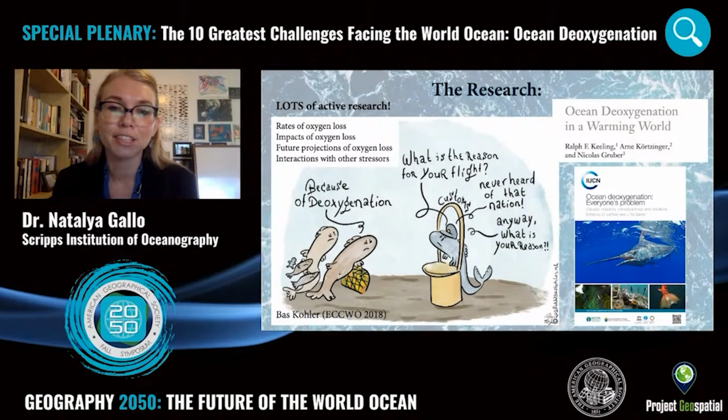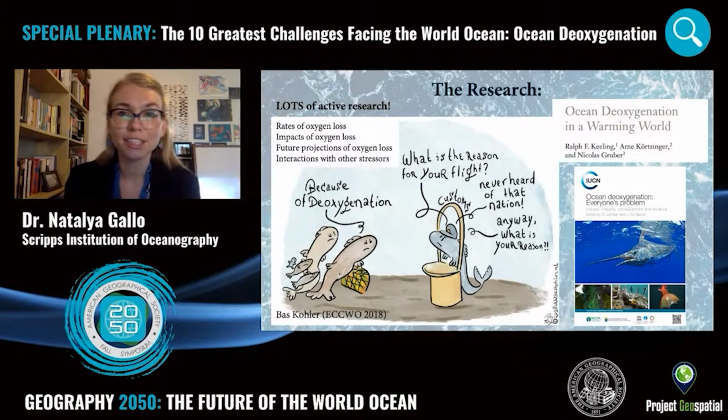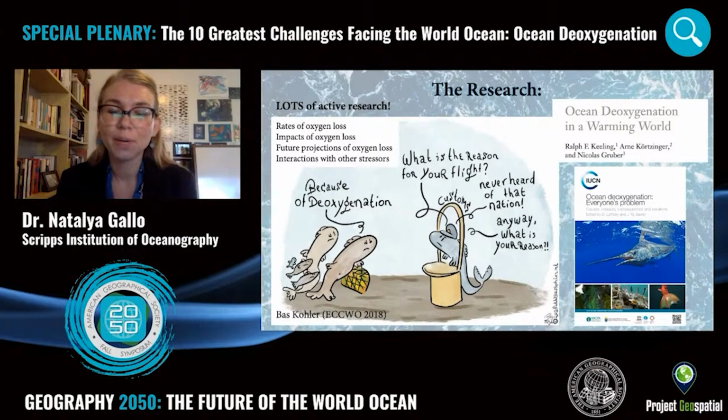Just last year, the International Union for Conservation of Nature published a giant report bringing together the state of the science on ocean deoxygenation. Ocean deoxygenation is now a very active area of research, and scientists all around the world are working to understand how much oxygen loss has already occurred, what the ecosystem impacts of oxygen loss are, how much oxygen loss is projected for the future under different climate scenarios, and how oxygen loss interacts with other ocean stressors that you've been hearing about today.